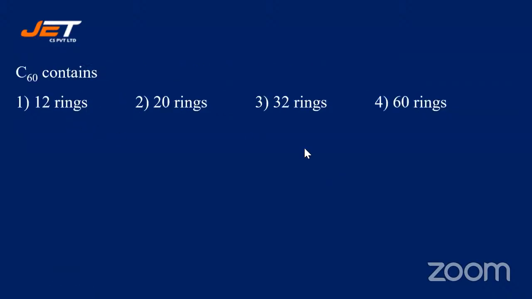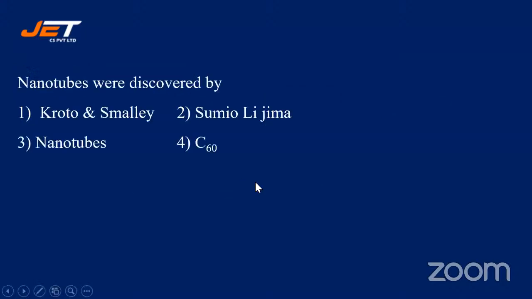C60 contains how many rings? Yes, we shall see the key. Yes, it is absolutely 32 rings. Pranati, R. Kumari, Preetika, Shivaramakrishna, Gayatri, Bhavana. Yes, it is option 3. Let us move to the next one.